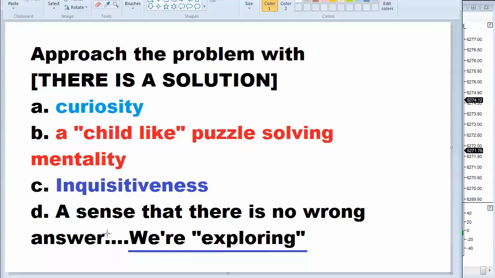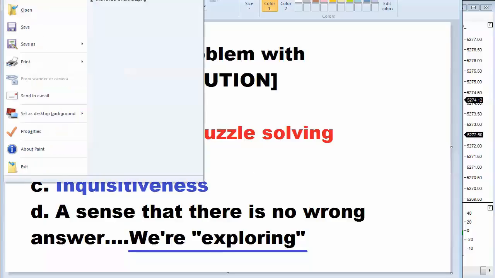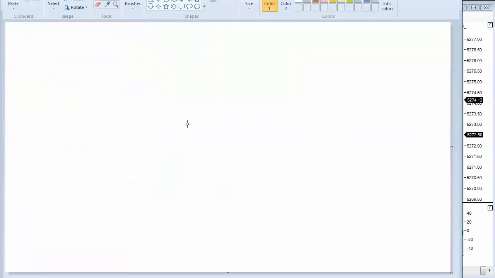So in that sense, we are a Thomas Edison. We're not making light bulbs the wrong way. We're learning how not to make a light bulb. Okay? So what I want to do next is sort of lay our options out.